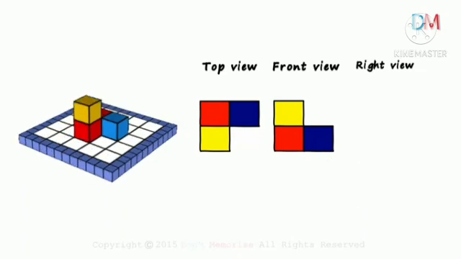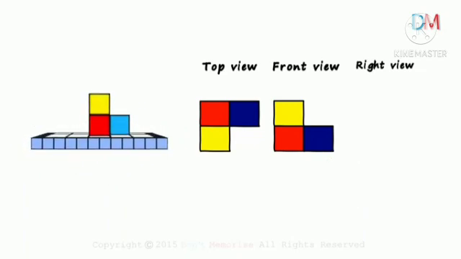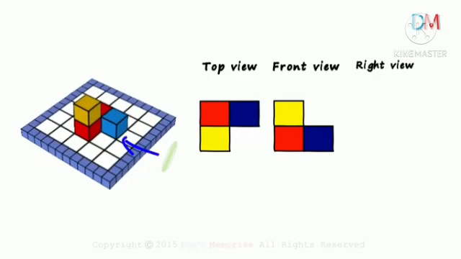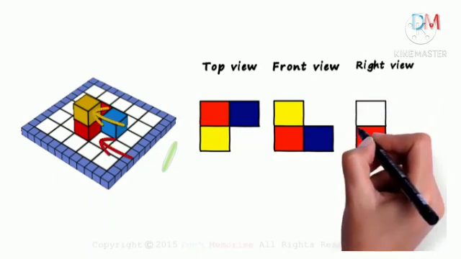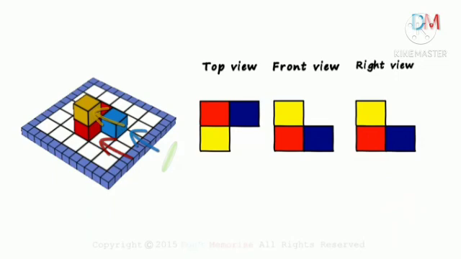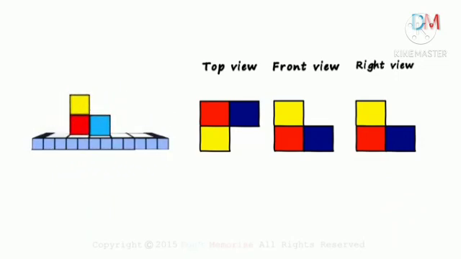Let's rotate the figure to verify our answer. Yes, we are right. And what about the view from the right? In the same way, when we view the figure from the right, we will get a red, yellow, and blue face like this. How will the view from the right look? This is the view from the right. Notice that the front view and the right view look the same.